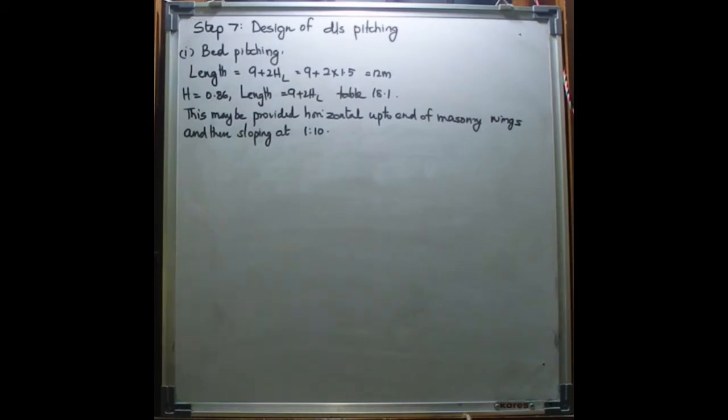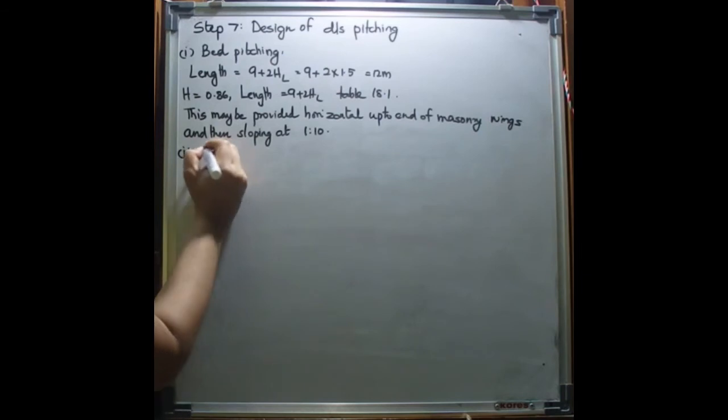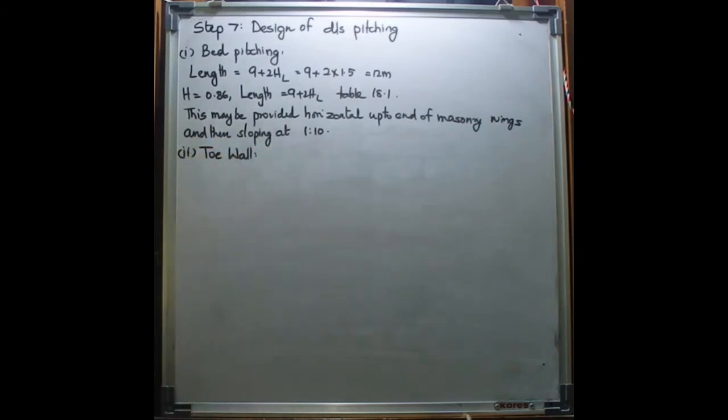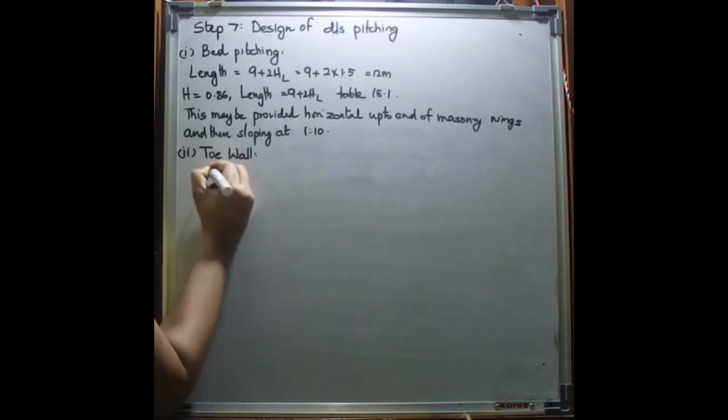Now second, downstream pitching, first was bed pitching, second is toe wall. Provide a toe wall of 0.4 meter width and 1 meter depth.